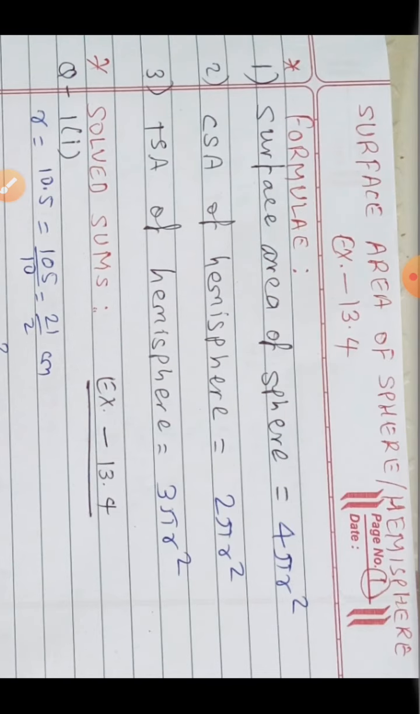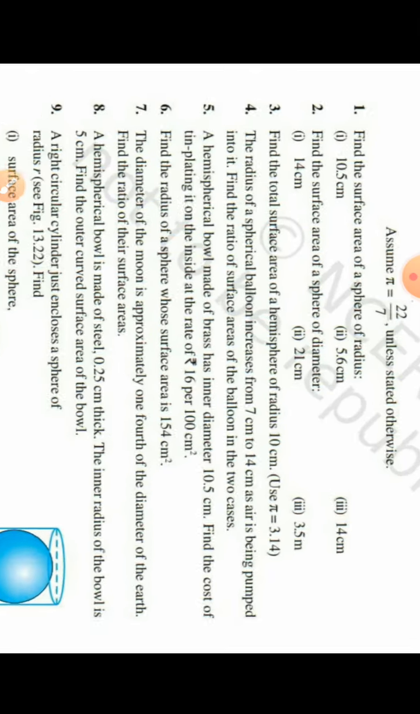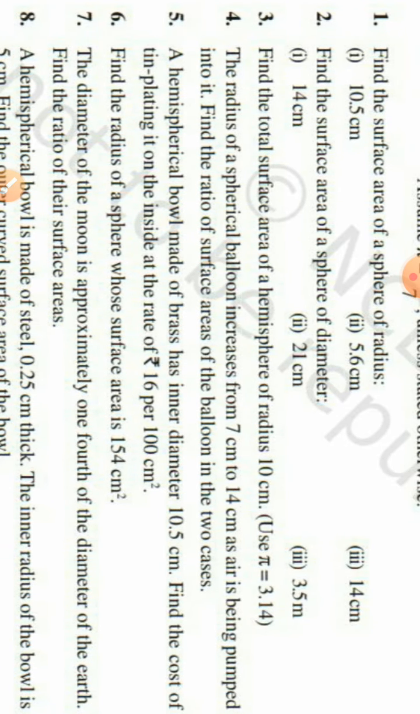Now look at the second question: find the surface area of a sphere of diameter. Instead of radius, here they give the diameter. The topic is of sphere only, with only one difference: instead of radius, diameter is given. So now look at the sub question number 3, diameter given 3.5.